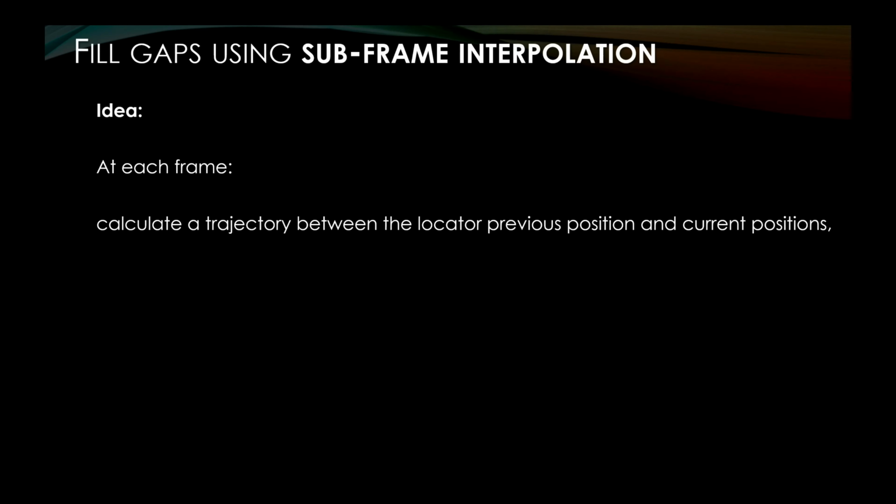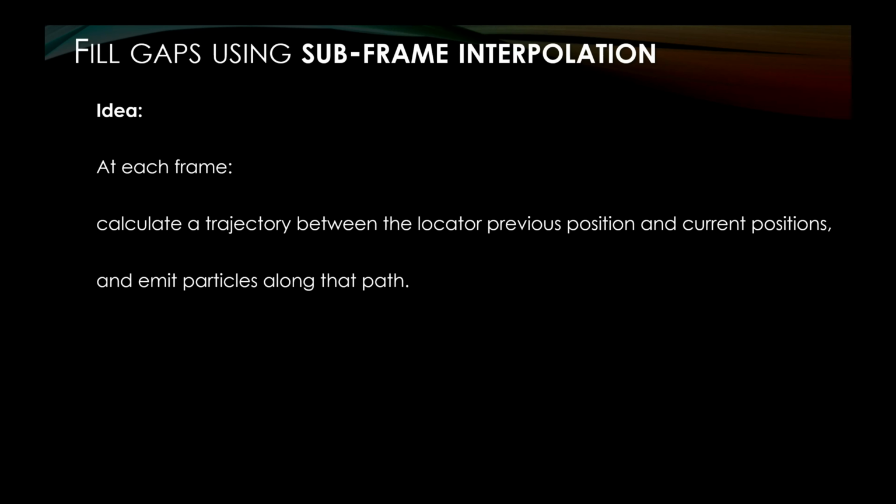The idea is, at each frame of the simulation, we're going to calculate the trajectory that probably the locator took between the previous position and the current position, and then we're going to emit particles along that path. It's important to remember that the trajectory that we're computing here is not unique. All we know is where the locator was before and where it is now, and there could be an unbounded number of paths between them.